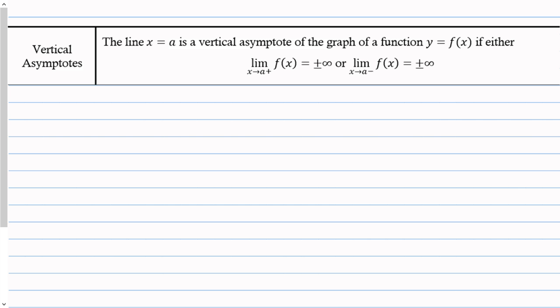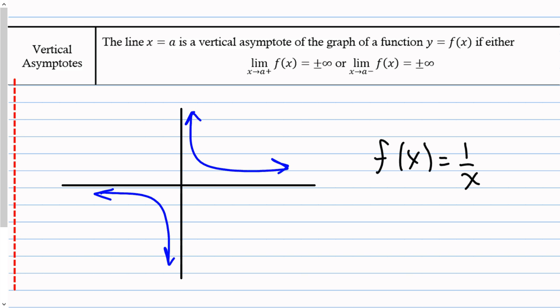To start off with infinite limits, we need to revise vertical asymptotes. If you recall, here's a graph of the reciprocal function, f of x equals 1 over x. And for the reciprocal function, there is a vertical asymptote. So right at 0, the graph doesn't actually pass over 0.